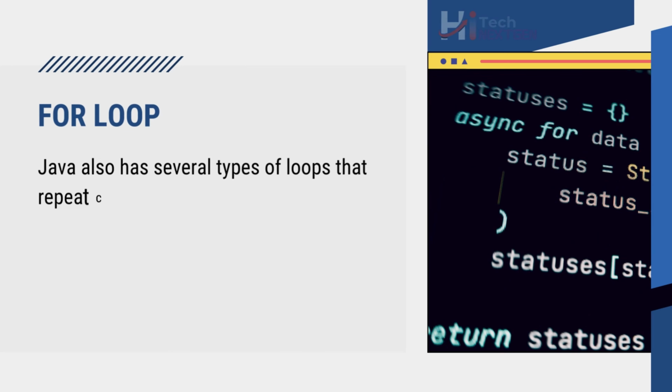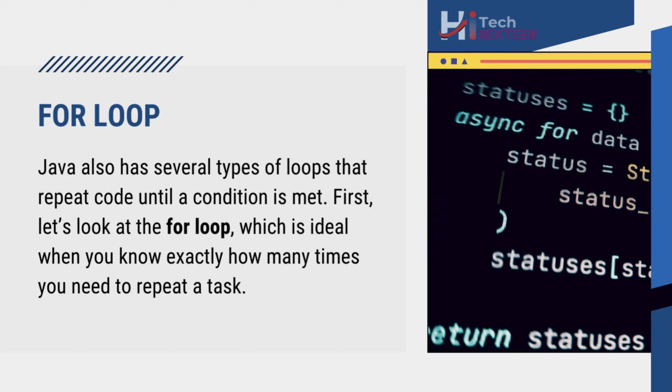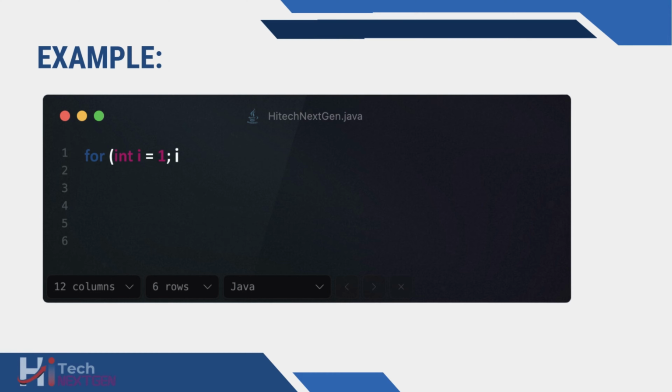Java also has several types of loops that repeat code until a condition is met. First, let's look at the for loop, which is ideal when you know exactly how many times you need to repeat a task. Example: for (int i = 1; i <= 5; i++), System.out.println("count " + i). This loop will print count 5 times, increasing i by 1 with each iteration.